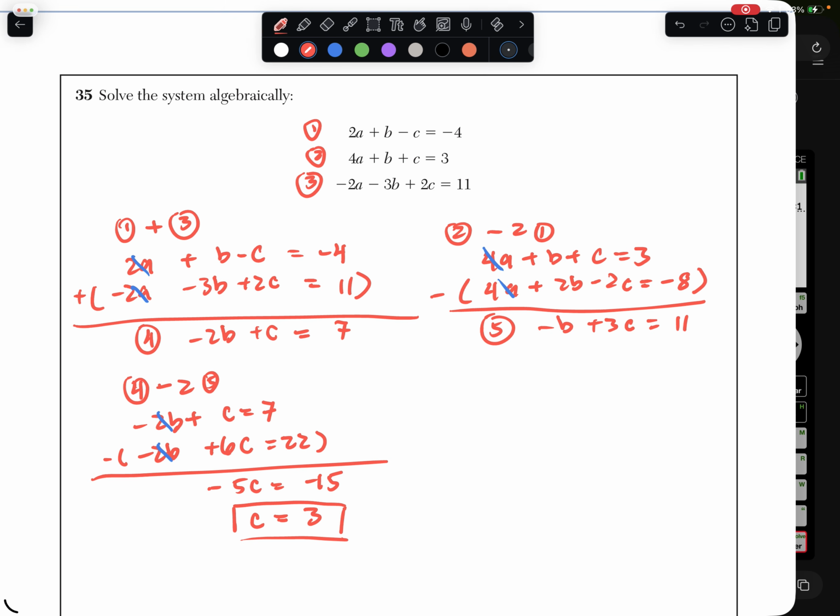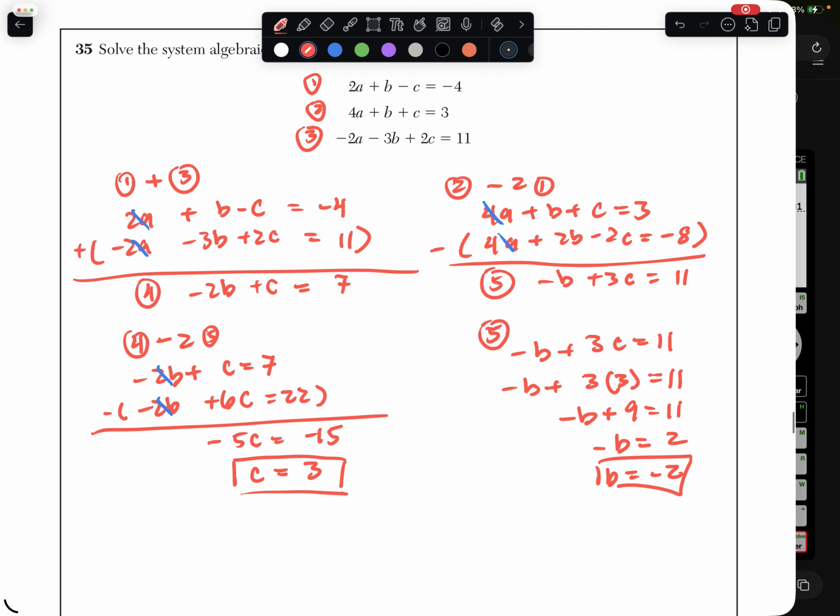Then now I can just plug it back into either equation 4 or 5 to solve for b. I'm going to plug it back into equation 5. That's negative b plus 3c is equal to 11. So negative b plus 3 times 3 is equal to 11. So negative b plus 9 is equal to 11. Negative b is equal to 2. So b is equal to negative 2. So I got b. And now I just gotta plug it into one of the equations.